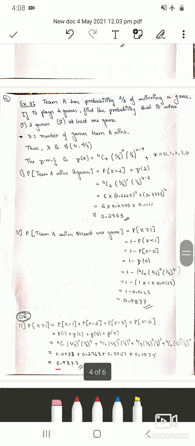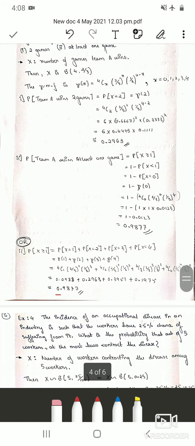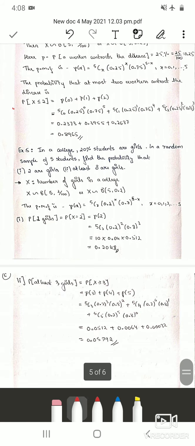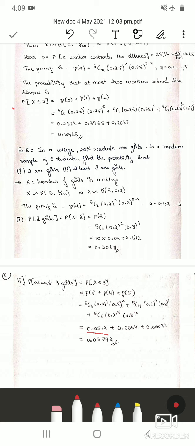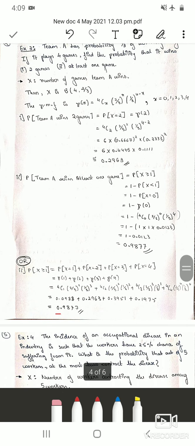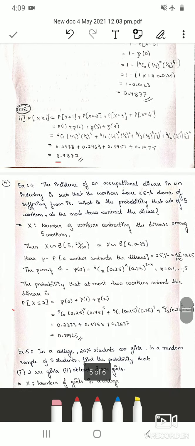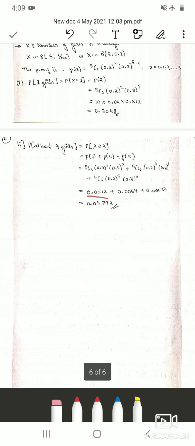So I want you guys to solve each problem. Find out the combinations step by step. You can solve it in rough and then write the answer directly like this. If not, you can show the steps. So please go through these problems. We will solve some more problems of binomial distribution in the next class.